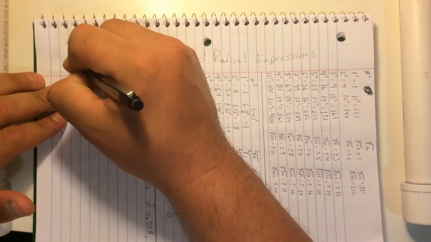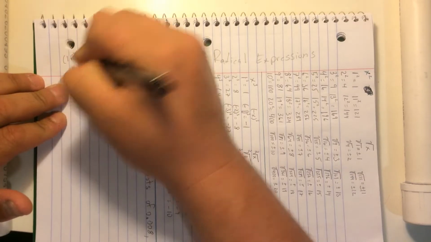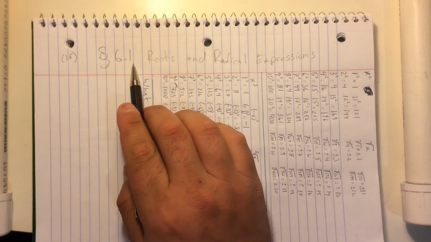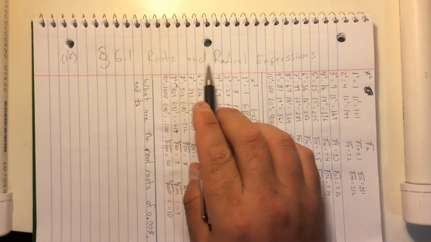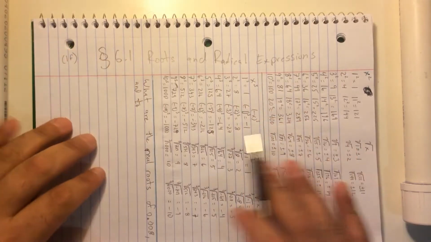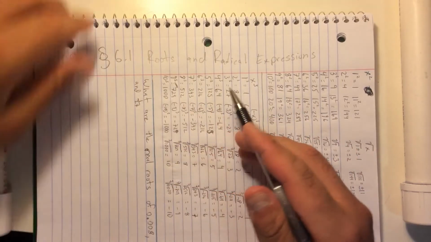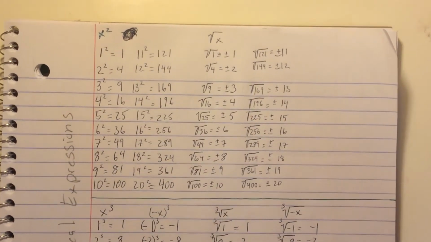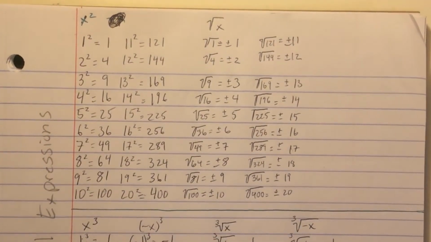This is the first foldable, and it is going to be on section 6.1, roots and radical expressions. The first ones I just did without having you do it, so I'll go to it right now. All they are is a combination of squares, square roots, and cubes and cube roots. I didn't want to go through all this a lot with you because you should be able to just copy this down. So go ahead and pause the video here and copy this down first.